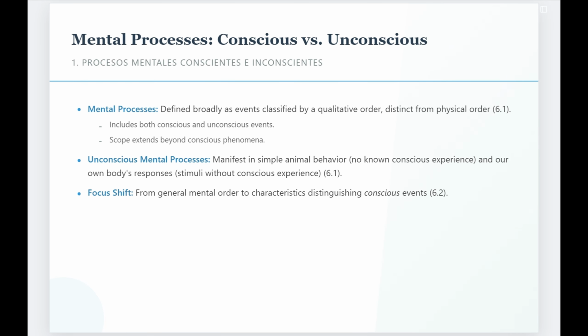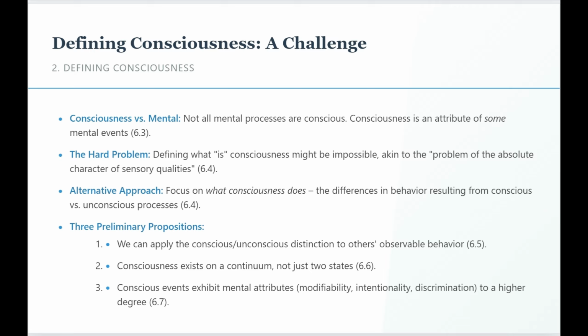Up until now, we've mostly talked about the general quality ordering of all mental events, whether you're aware or not. But now, we need to zoom in on what makes some mental events conscious. What extra ingredients are there? Now, defining consciousness itself is notoriously tricky. Like trying to define the absolute quality of redness, it's hard to pin down what it fundamentally is. Maybe it's impossible. So the author wisely suggests we change tactics. Instead of asking what is consciousness, let's ask what does consciousness do? Let's look at the differences in behavior when things are processed consciously versus unconsciously.